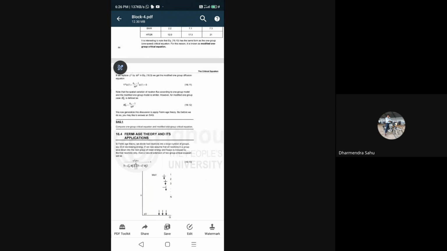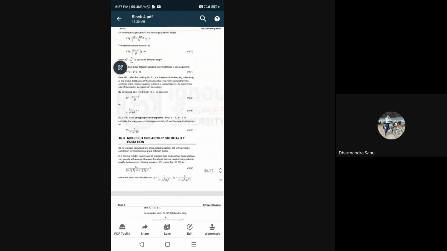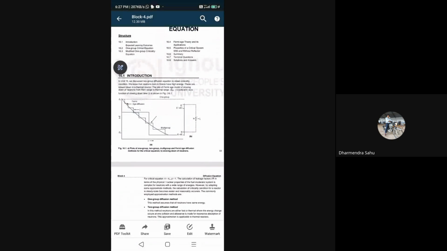But before that, let us have some discussion. Suppose you compare the one group critical equation and the modified one group critical equation. So how can you compare it? There is an M term in the modified one instead of the L term in the one group critical equation. The next part of the discussion is Fermi age theory, or this is to explain Fermi age diffusion, which has a decaying trend as you see in the graph. ln decreases as your T increases.